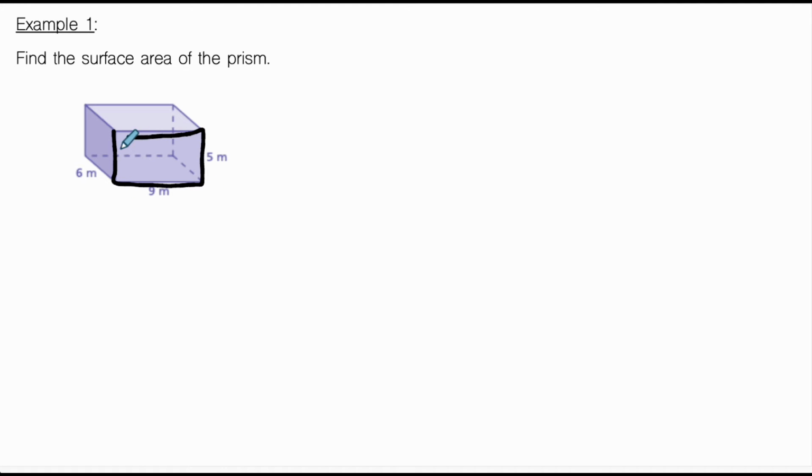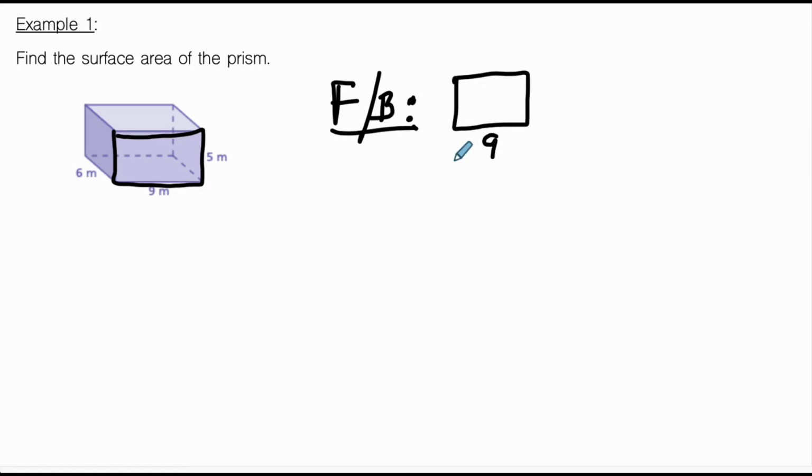I'm going to call this the front. Now there's a front to this and an identical back. So front/back. Now what are the front and the back? Let's draw it really quick. They are 9 inches, it's right here, by 5 inches. And there's 2 of them.